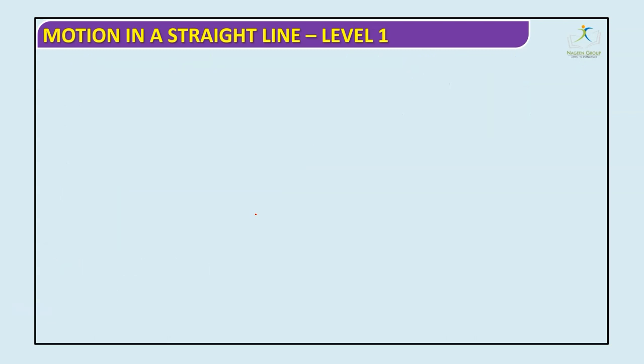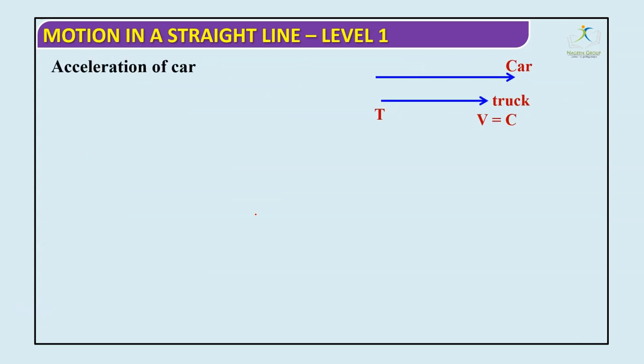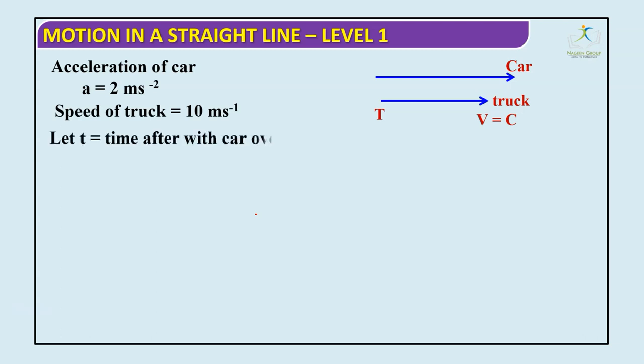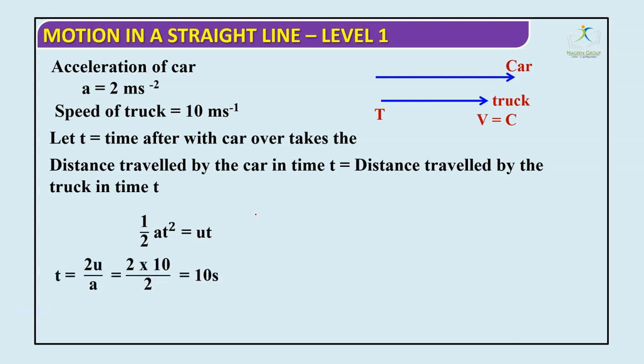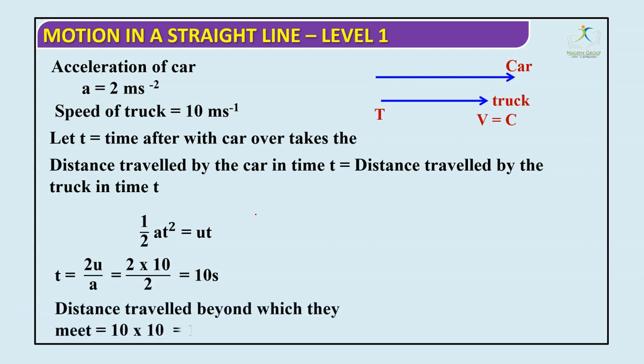Initial velocity of the car is 0, and this is the actual diagram for this. Acceleration of the car is 2 meter per second square, and speed of the truck is 10 meter per second. At time t, the car overtakes the truck, so distance traveled by the car is equal to distance traveled by the truck: half a t square is equal to ut. So t is equal to 2u by a, that means 2 into 10 by 2, 10 seconds. So the distance traveled beyond which they meet is 100 meter. That is the third option.